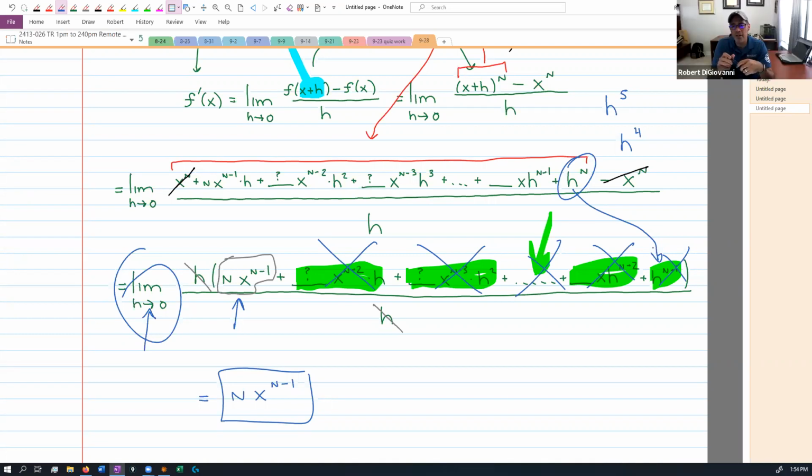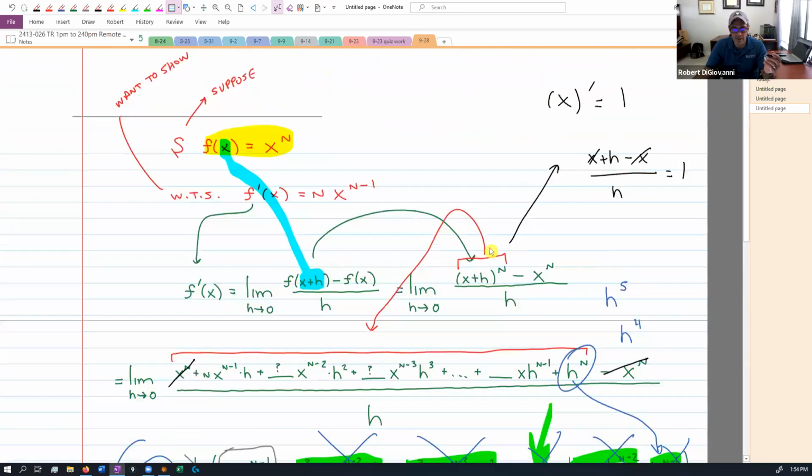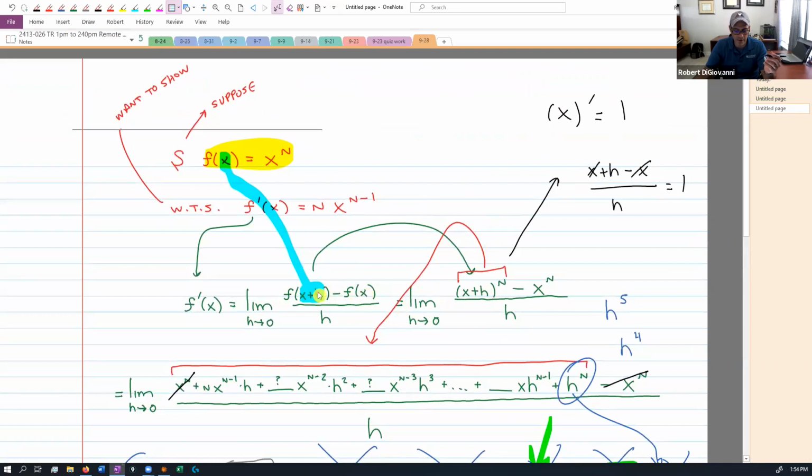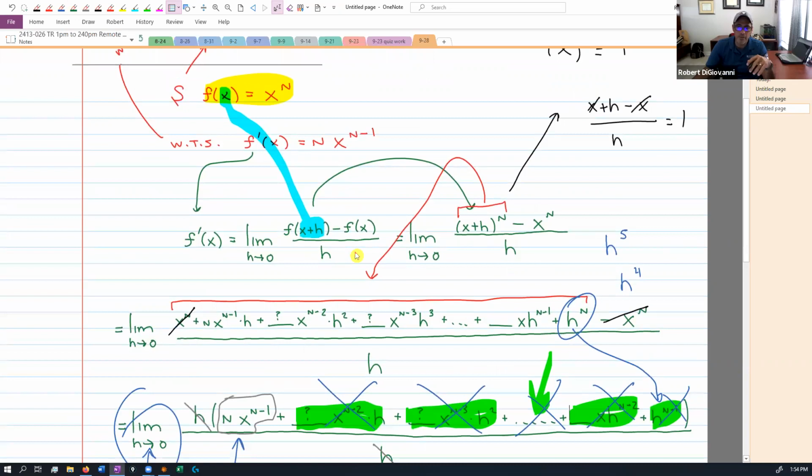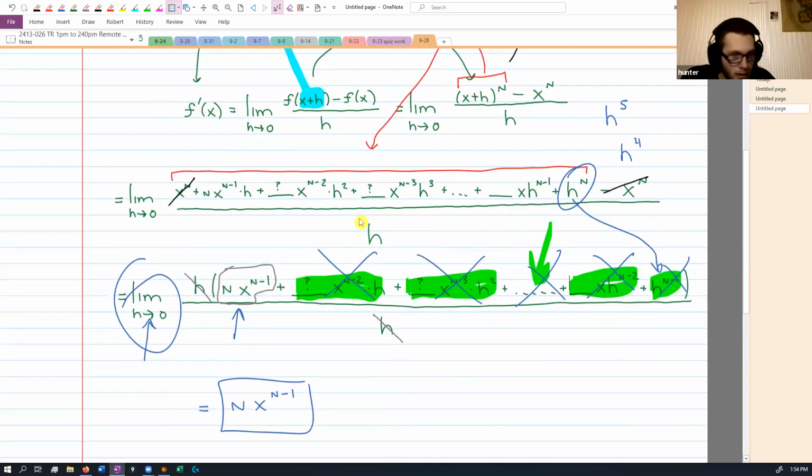Yeah, and if you do the constant, this part right here on top, f of x plus h minus f of x, if your function's a constant, this is the constant minus the constant, which gives you 0. And that's the derivative of a constant. So yes, you could do those, but those are simple though. This one was important because it shows how you can't do this one easily. You have to use Pascal's triangle to get what this expression turns into.